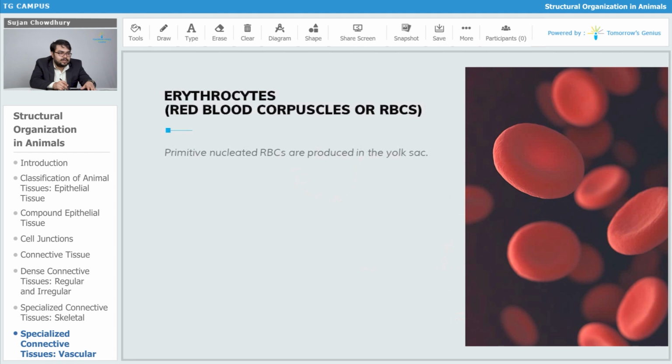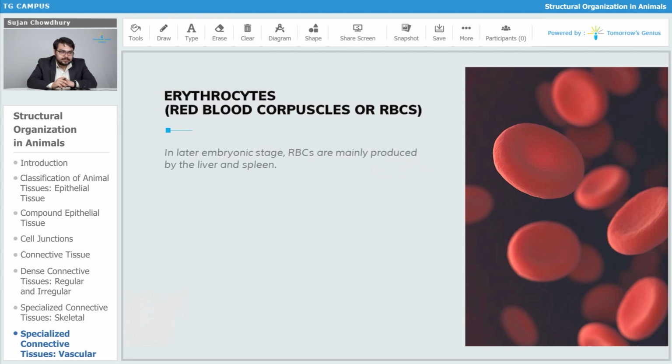The primitive nucleated RBCs are produced in the yolk sac of the embryo. We know that structures are formed around the embryo which are known as extraembryonic structures, like the amnion, chorion and yolk sac. So at the embryonic stage, the yolk sac is going to produce the first nucleated blood cells. So here we are talking about the erythrocytes.